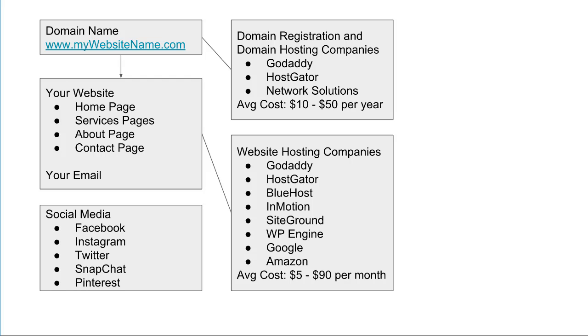So that domain name itself has to be registered somewhere, and usually it's going to be registered with a company like GoDaddy or HostGator or Network Solutions. The average cost for that is closer to $10 a year. Some places charge up to $50 a year, but that's more than you need to pay. And let's just look at the GoDaddy website.